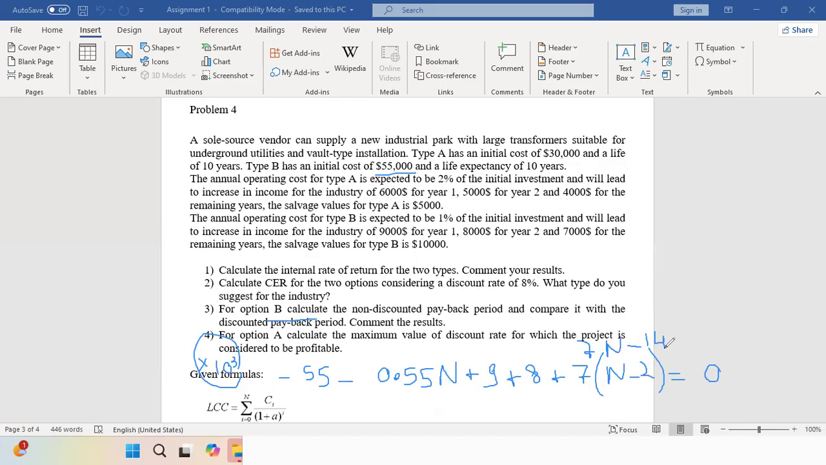Okay. So we have 9 plus 8, 17. Minus 14, it's plus 3. Minus 55, so minus 52. And for n, it's 7 minus 0.55, so it's 6.45n, equals 0.